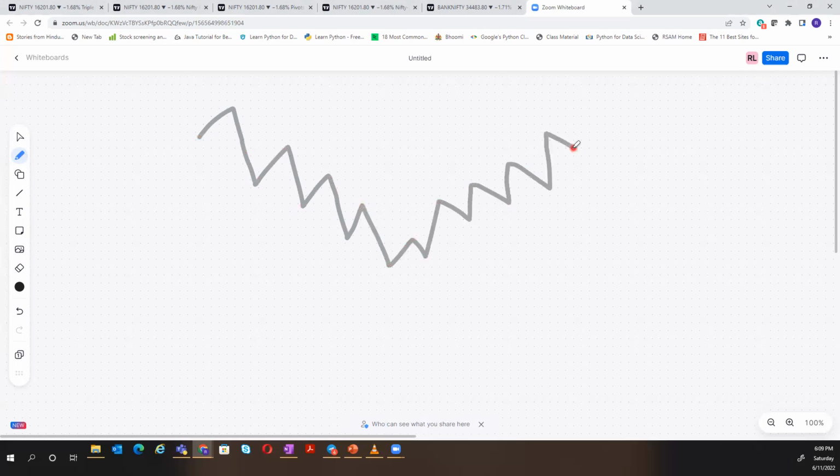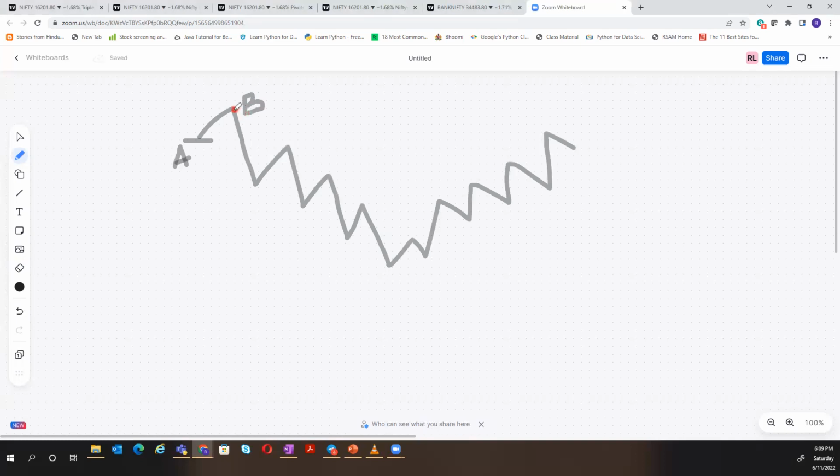Now, why does the market move in a zigzag fashion? Because at the top, somebody is here, they are buying. Let's assume they are buying. Price moves from A to B. Now here people are selling.